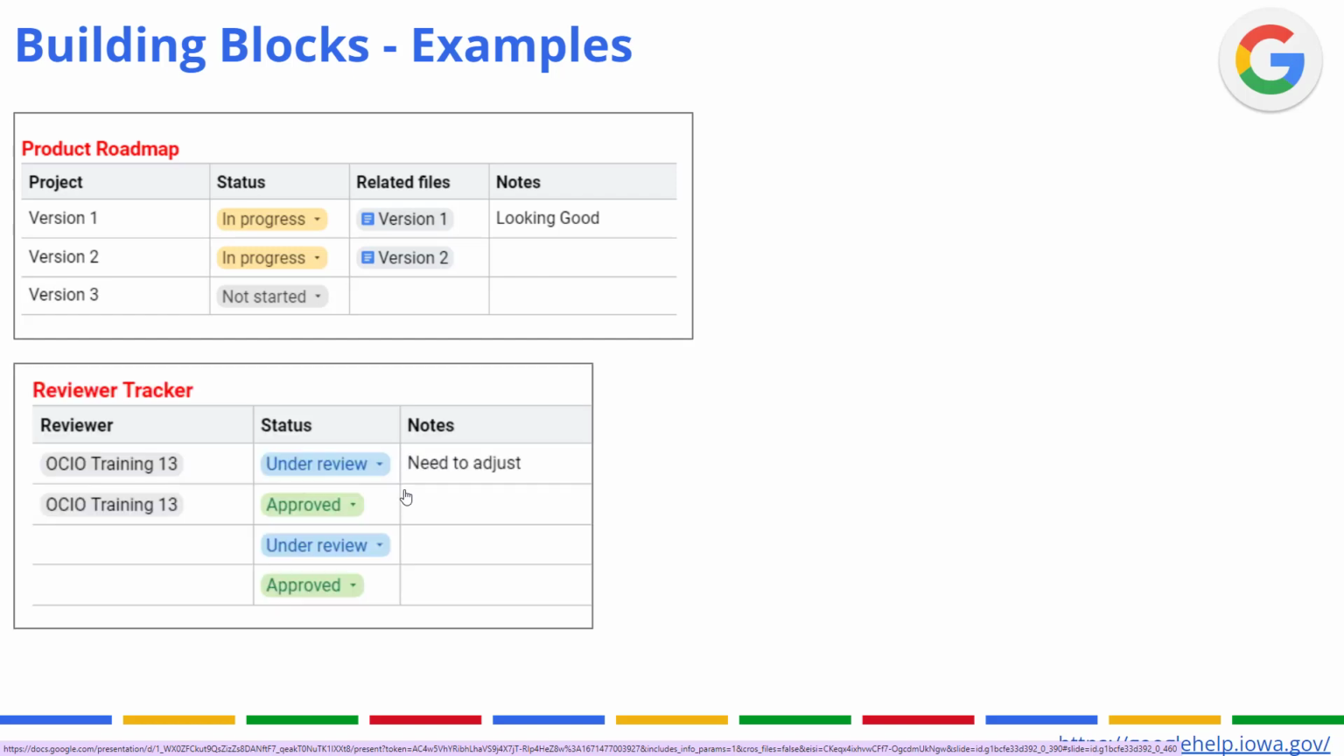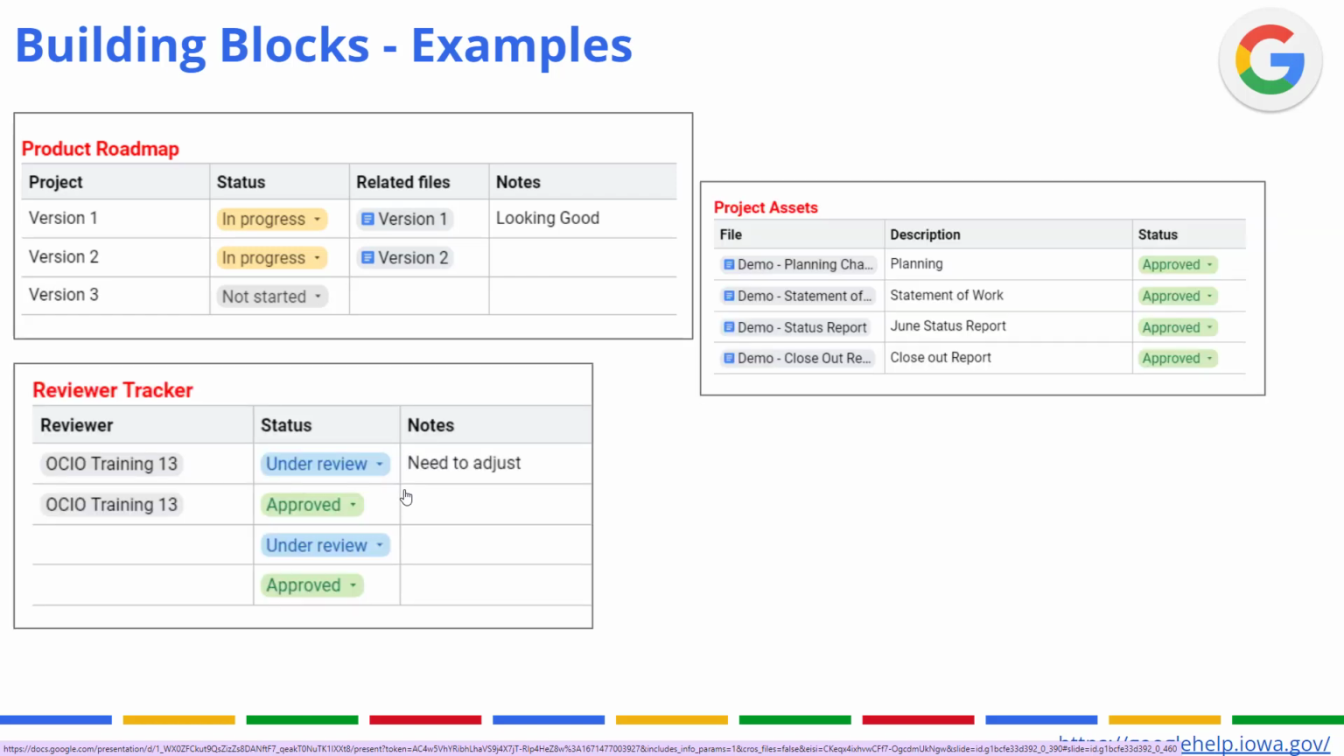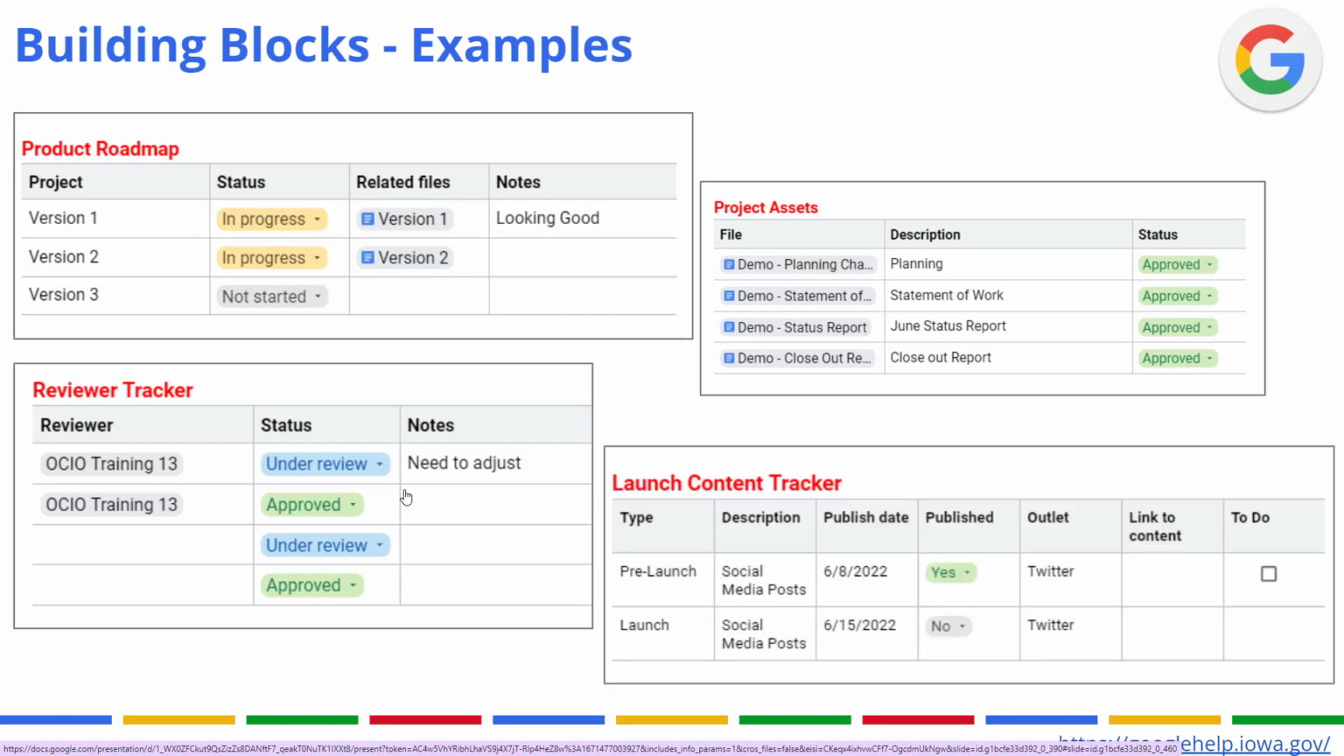Here are some other examples of building blocks. These are our table templates. You've got the product roadmap, the review tracker, and the project asset, and the content tracker. With that, the beauty of these templates is that you can adjust them to fit your business needs. You can customize them within your Google Doc. You will also see some other examples in these building blocks that are using the smart chips, such as the people chips and also the drop-down. So again, you're incorporating the entire Smart Canvas concept to make your life a lot easier.